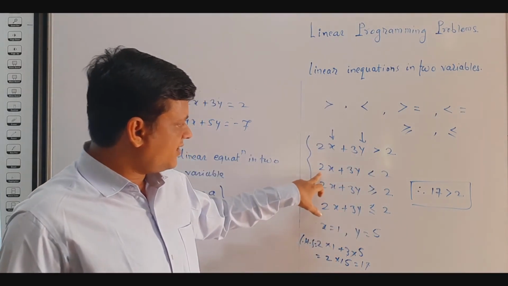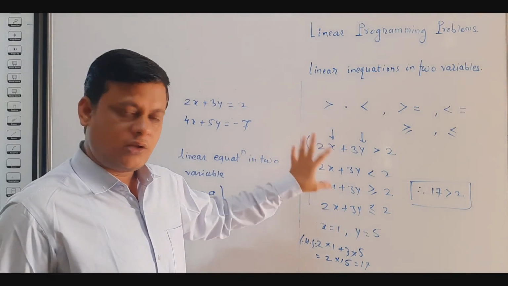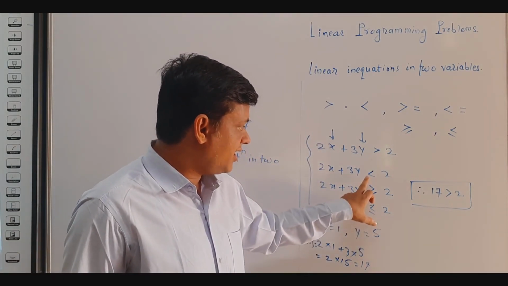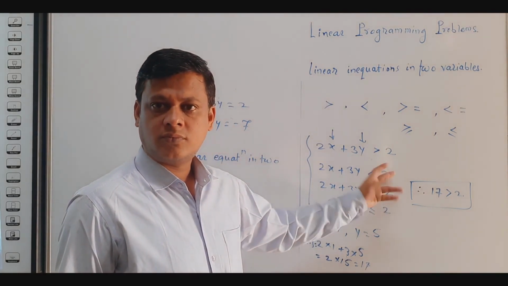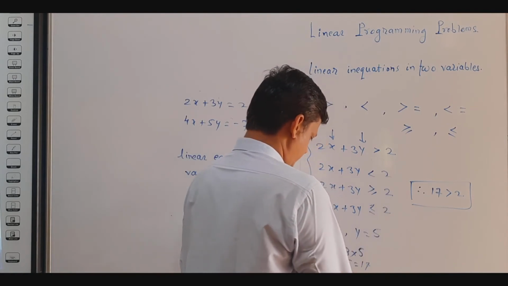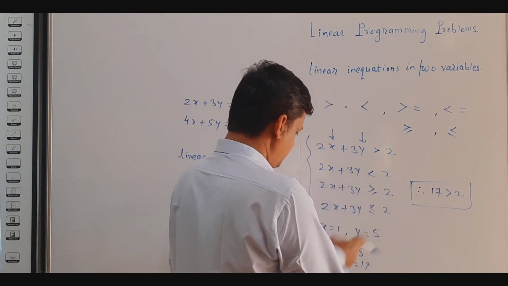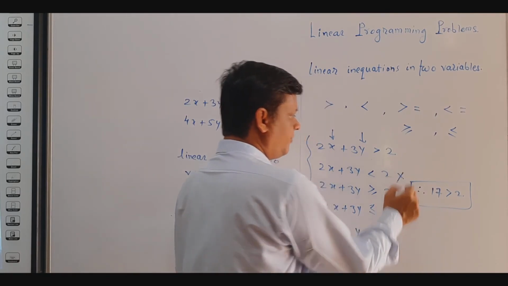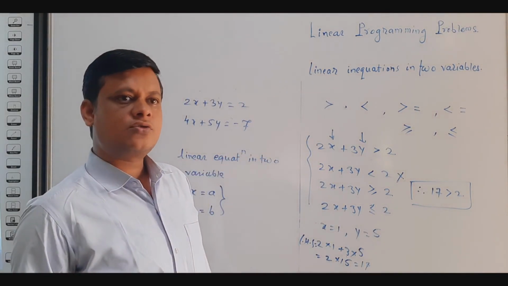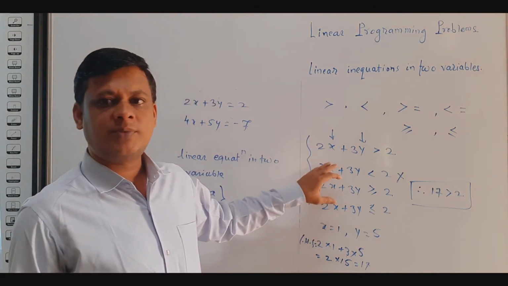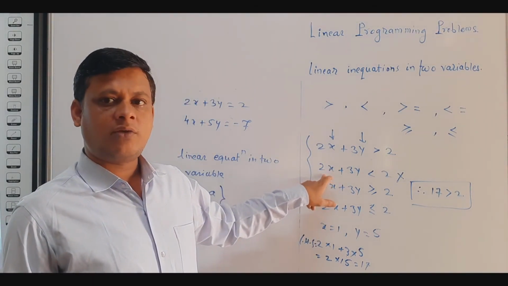If we consider the second inequation, then we say 17 is less than 2. That is not possible. So we write that x equals 1, y equals 5 is not a solution of this second inequation. In this way we can check whether the given values are a solution of the given linear inequation or not.